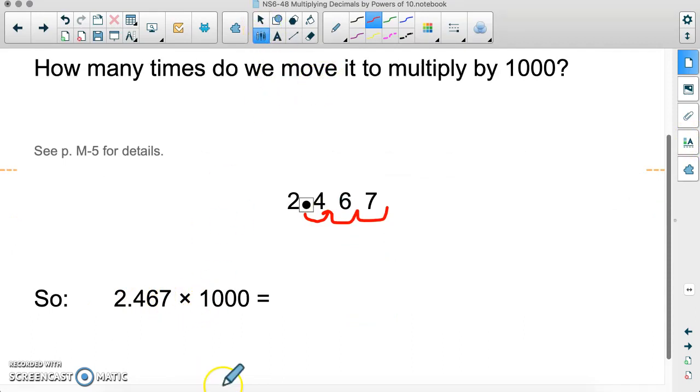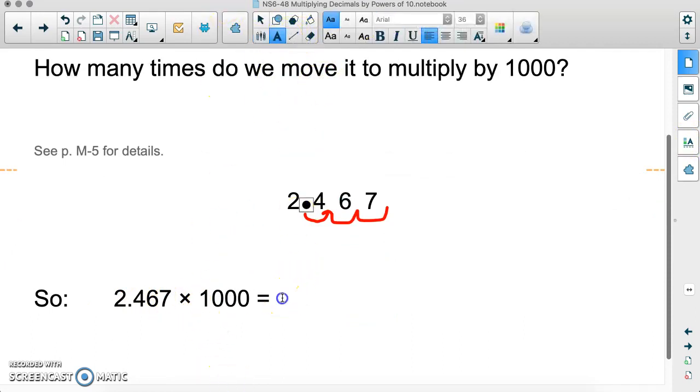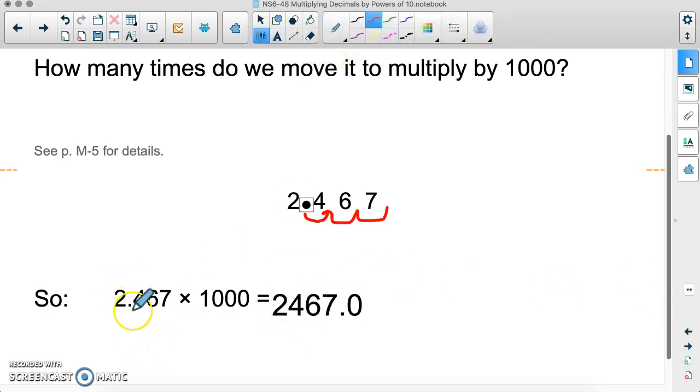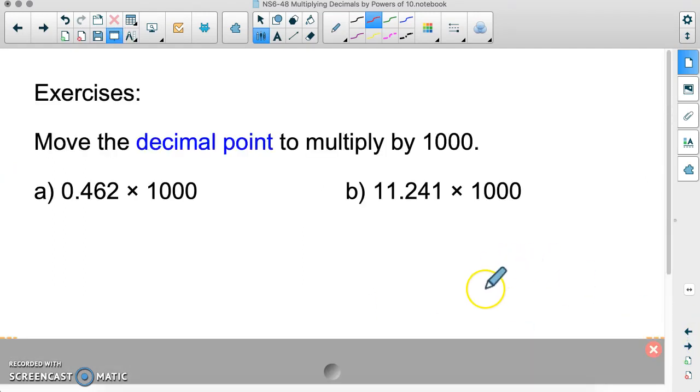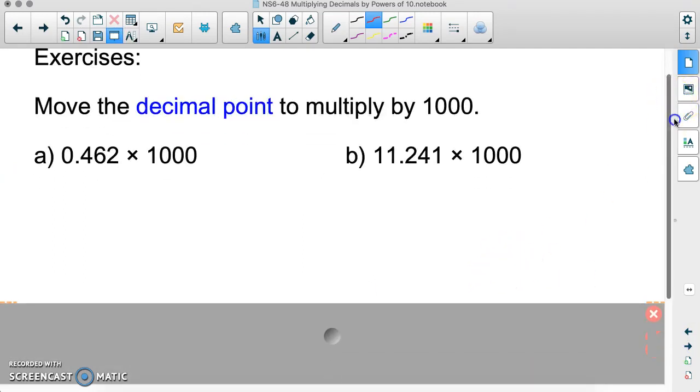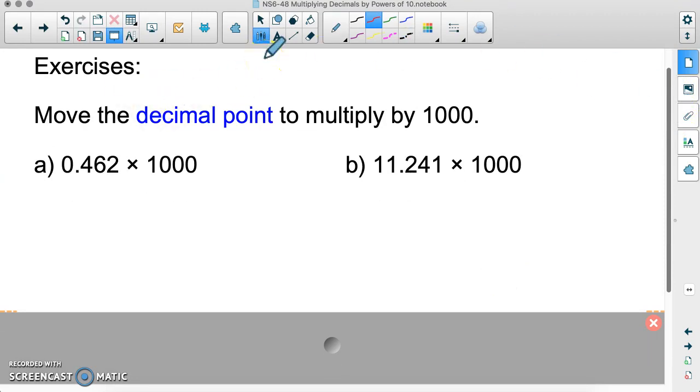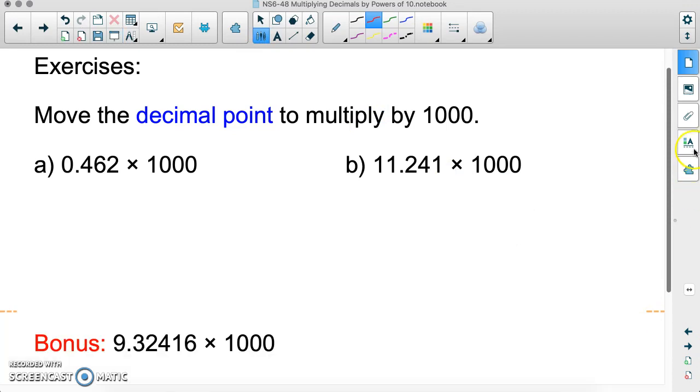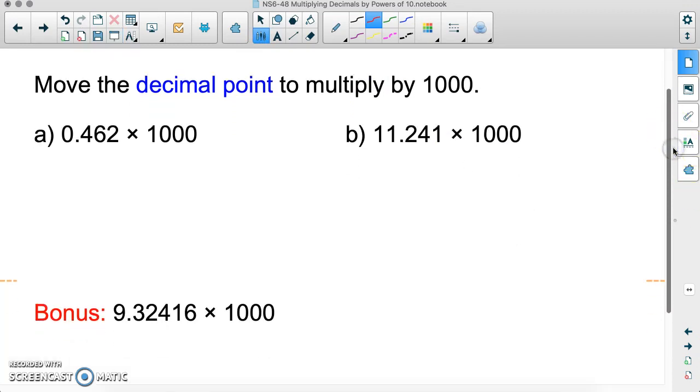So 2.467 times 1,000 is going to equal, if I'm moving it 3 places to the right, 2,467.0. I've moved my decimal starting here, moving it 3 places, 1, 2, 3, it ends up here, and I'm putting a 0 placeholder on the end. Let's try these exercises on our whiteboards. So move the decimal point. You're going to move it 3 place values to multiply by 1,000. Try A and B on your whiteboards, and then you can try the bonus once you are done on your whiteboards, and then resume your screencast.